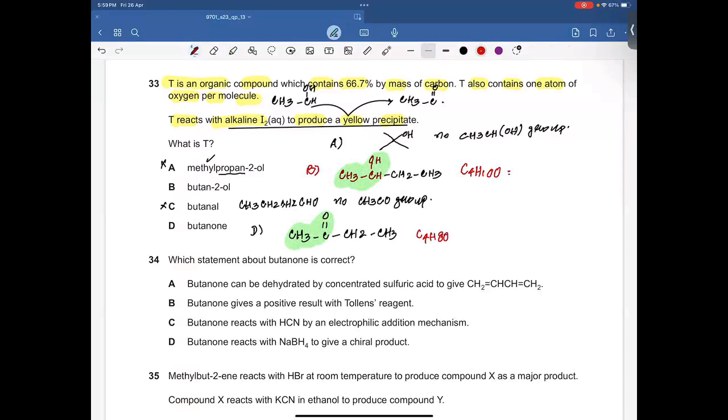The Mr of this compound is how much? 74. 12 times 4 plus 16 plus 10, 74. Yes, Mr for this compound is 74, and the Mr of this compound is how much? 12 times 4 plus 8 plus 16 is going to be 72. So let's find out the percentage by mass of carbon in both the compounds. How many carbons do we have? 4. So 12 times 4 divided by 74 times 100. So I'll get what?